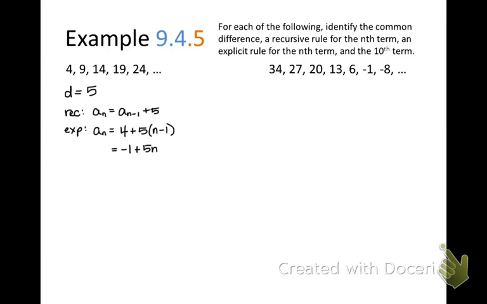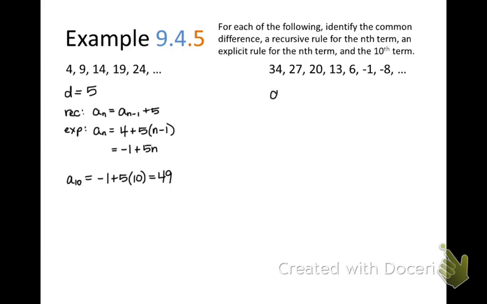All right, so we've got our explicit formula. Which one is going to be easiest to use to find a sub 10? The explicit. So you can just plug in negative 1 plus 5 times 10 is 49, and that's easy enough. Let's look at the next one.